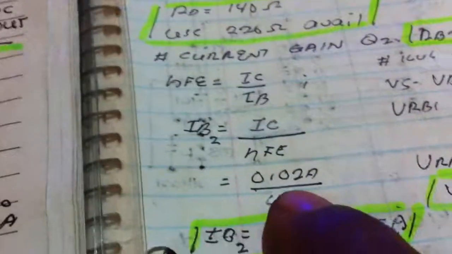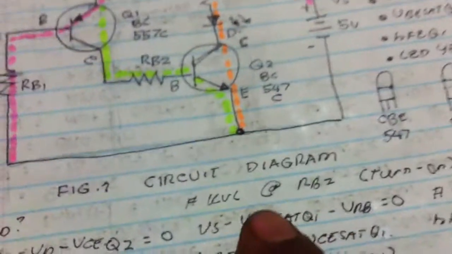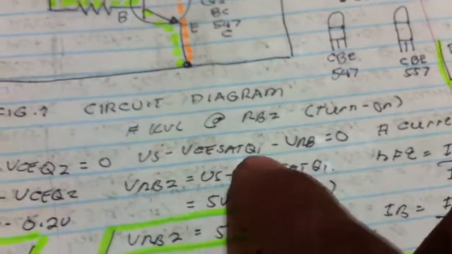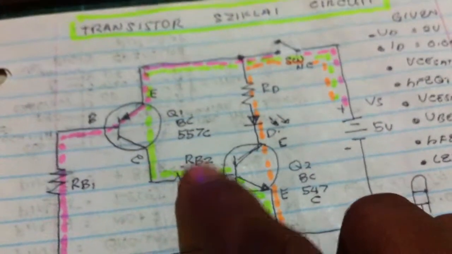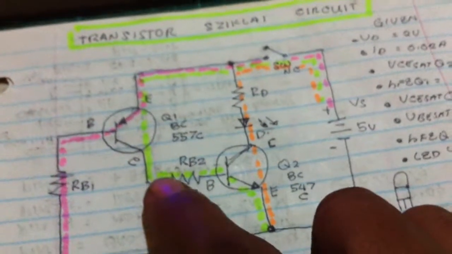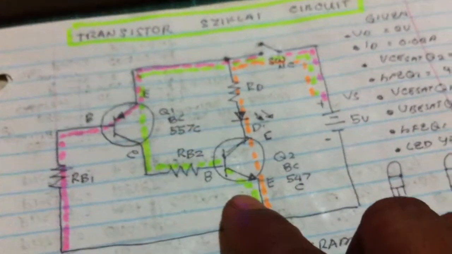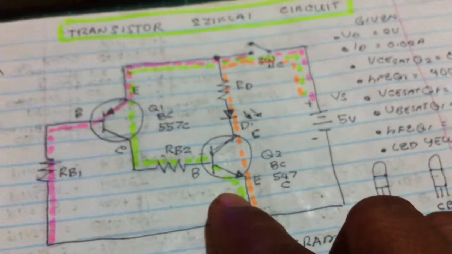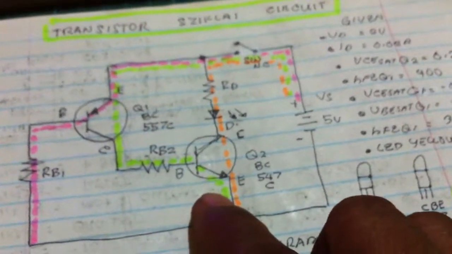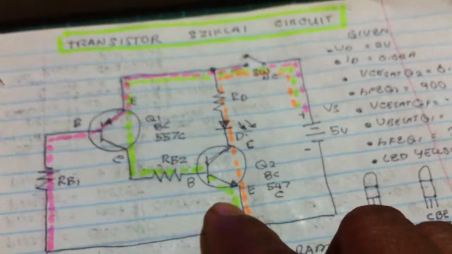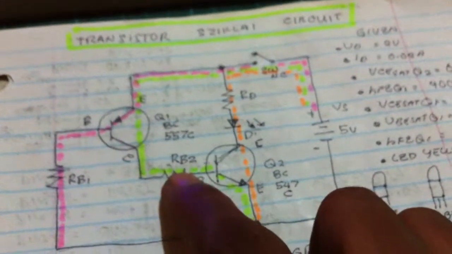We get here 0.02 divided by 400, the HFE of Q2, or this 547C. And we get now the base current of 0.005 ampere. And we're going to find the voltage drop across this RB2. In order to find the voltage drop here, when the transistor is turning on, just to turn on the transistor, we need to find the voltage drop across here.